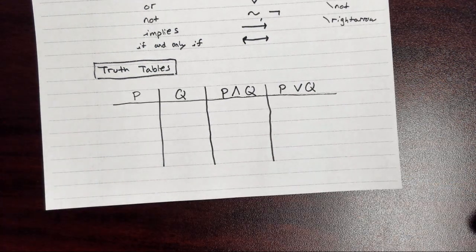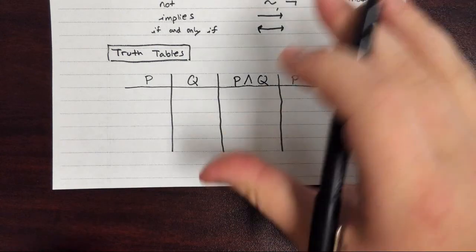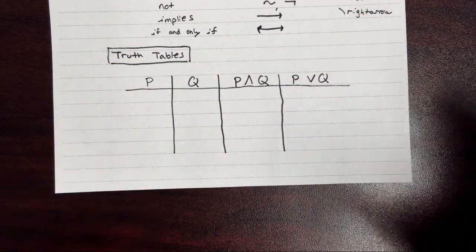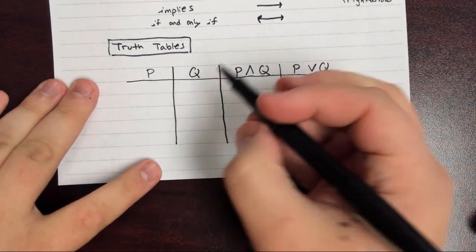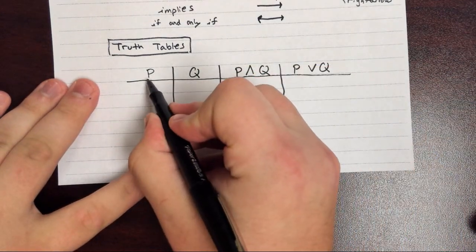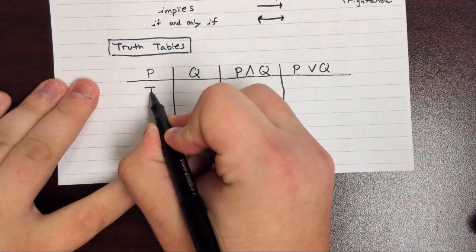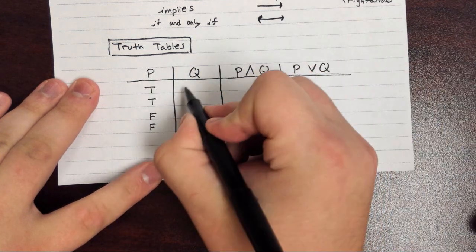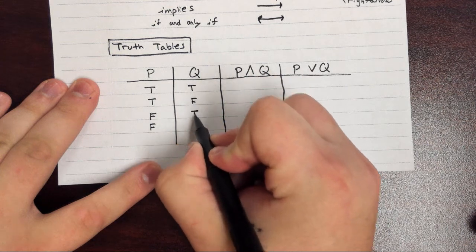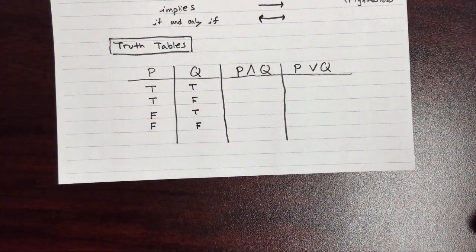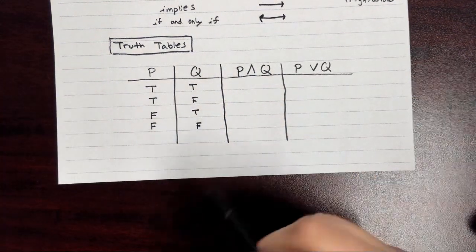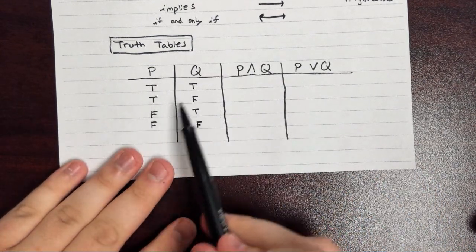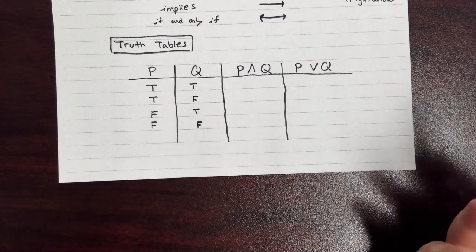Now, when you're making a truth table, you have to fill out all possible truth values that a statement could have, all possible combinations. So the typical way to do that is like this. P is either true or false. So I'm going to do true, true, false, false. And then Q can be true or false also. So true, false, true, false. If you divide it in half like that, going down by a half each time, you get every possible combination. So true, true, true, false, false, true, false, false. That's every possible combination of true and false you can have.